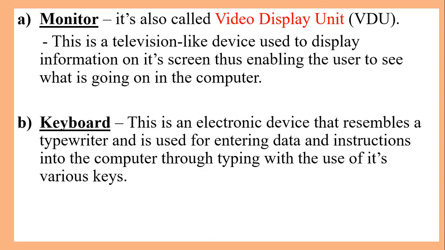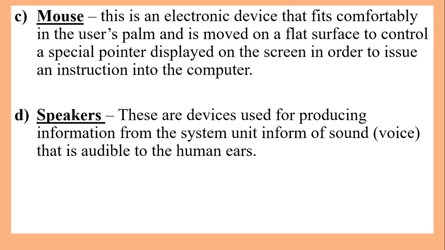The keyboard is an electronic device that resembles a typewriter and is used for entering data and instructions into the computer through typing with the use of its various keys. The mouse is an electronic device that fits comfortably in the user's palm and is moved on a flat surface to control a special pointer, which is displayed on the screen, in order to issue an instruction into the computer. The speakers are those devices used for producing information from the system unit in the form of sound or voice that is audible to the human ears.